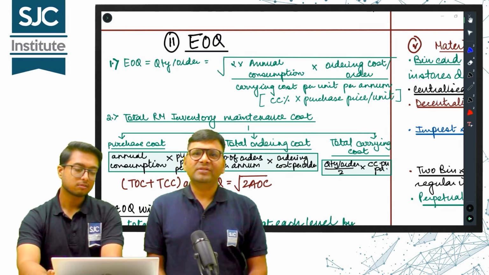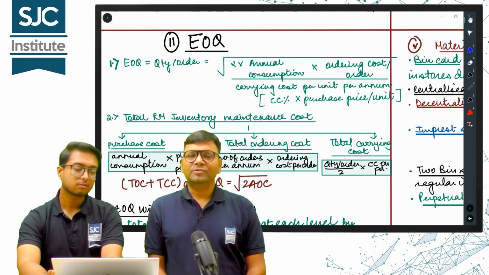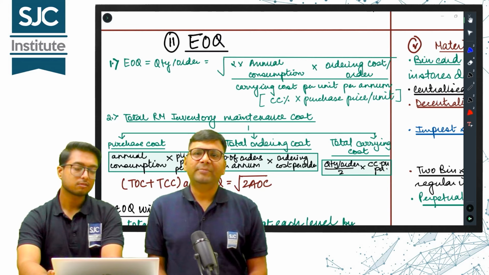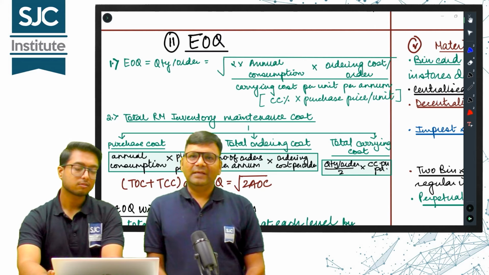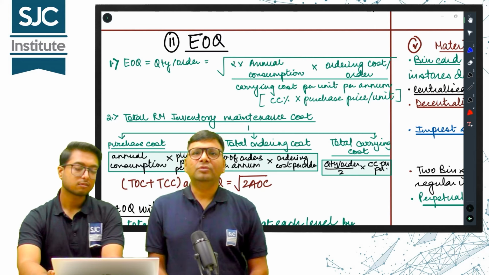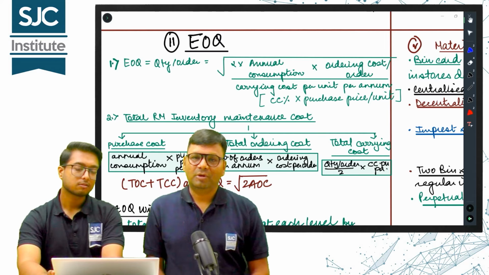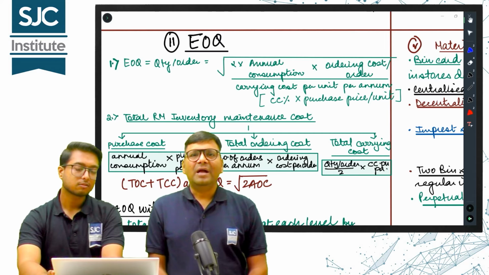If opening stock or closing stock of raw materials are given, then consumption needs to be changed to quantity purchased, which is equal to consumption plus closing stock minus opening stock. The second item is total ordering cost, which is equal to number of orders multiplied by ordering cost per order. Number of orders is equal to annual consumption divided by quantity per order.